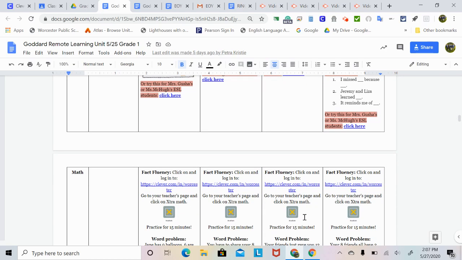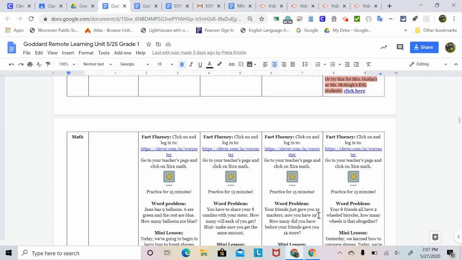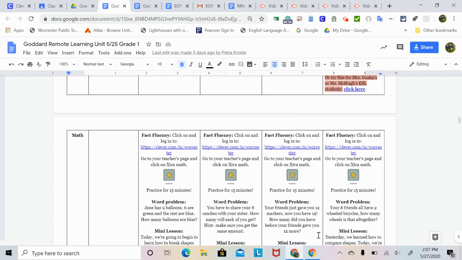In math, which you should also be doing for about 1 hour, log into Extra Math and practice for 15 minutes. Your word problem of the day. Your friends just gave you 12 markers. Now you have 19. How many did you have before your friends gave you 12 more?